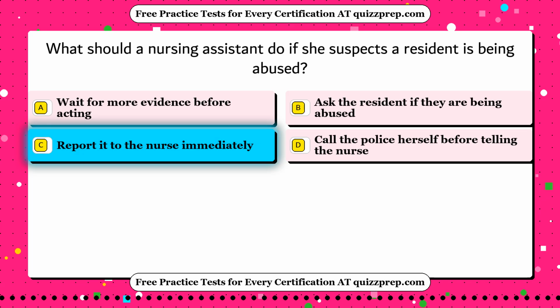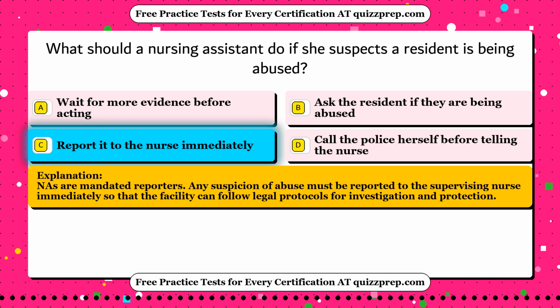The correct answer is option C, report it to the nurse immediately. NAs are mandated reporters. Any suspicion of abuse must be reported to the supervising nurse immediately so that the facility can follow legal protocols for investigation and protection.